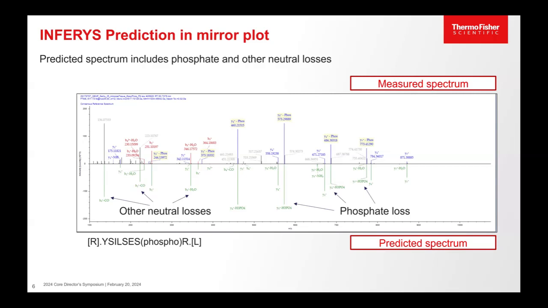But if it's predictable, it will show up in the mirror plot. So if you're trying to validate an MS spectrum, this Infirus prediction will really help you. In this case, you can see that this phosphopeptide that we measured is predicted correctly, measured by the search engine, as from the prediction down below. So if you have any collaborators who ask, are you sure that peptide is correct? This Infirus prediction will definitely help you convince your collaborator that this is what the peptide should look like.